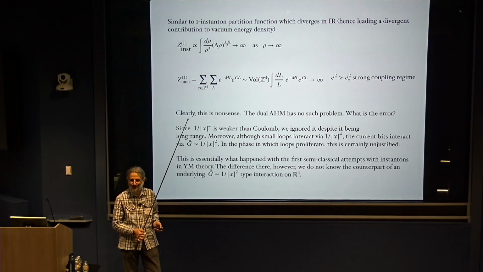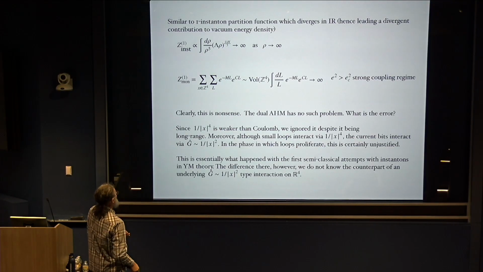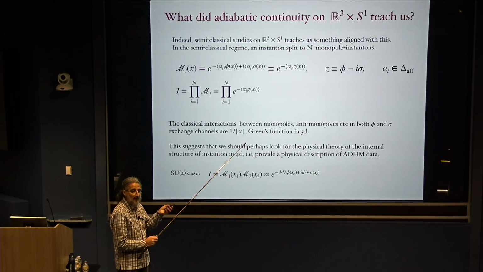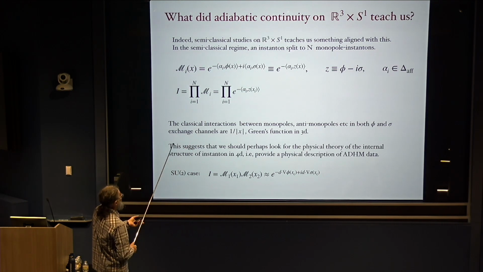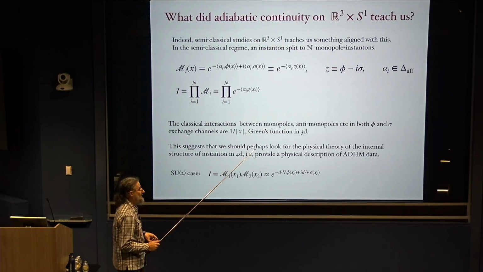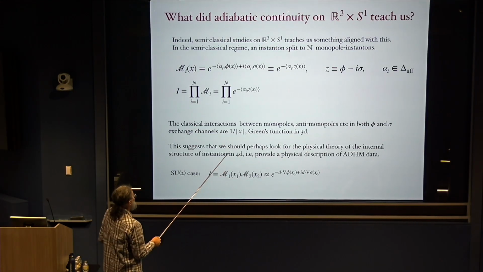Of course, it's a very beautiful argument, and it's always extremely useful. Now, okay. I also want to say one more thing about R3 cross S1. R3 cross S1 also tells us something aligned with this. It cannot prove anything about R4, but it has to be consistent with whatever is emerging on R4.